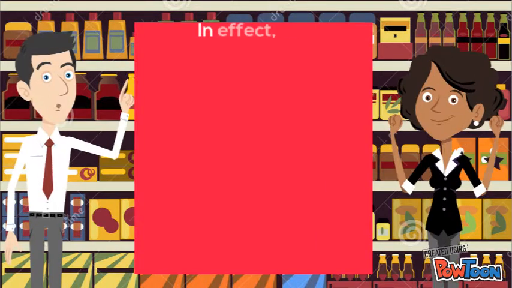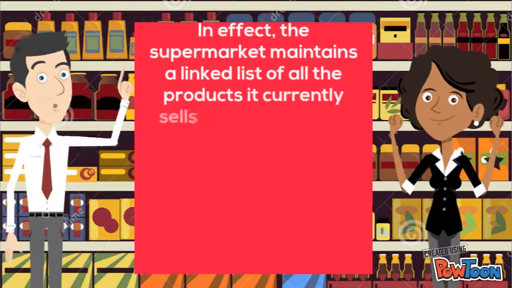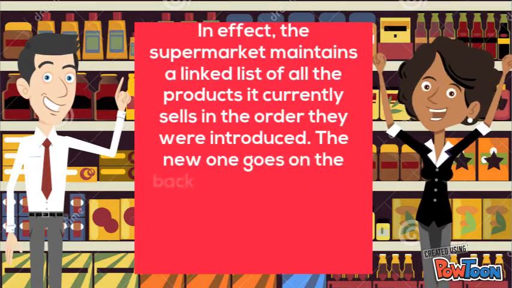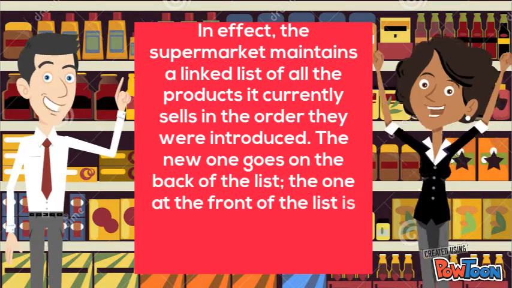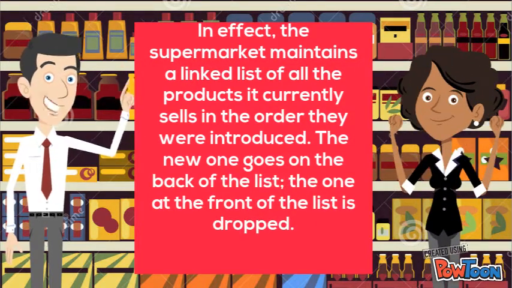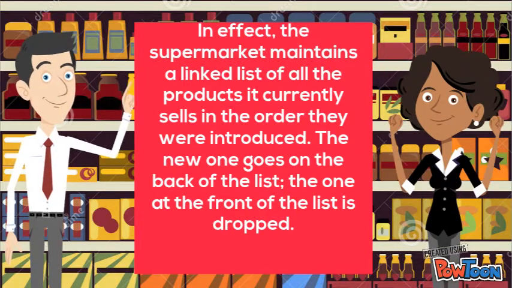In effect, the supermarket maintains a linked list of all the products it currently sells in the order they were introduced. The new one goes on the back of the list, the one at the front of the list is dropped.